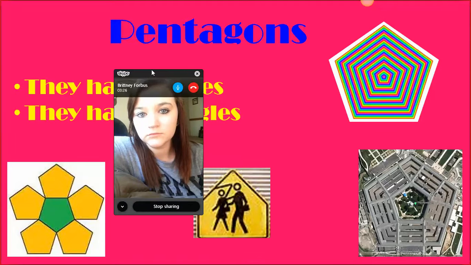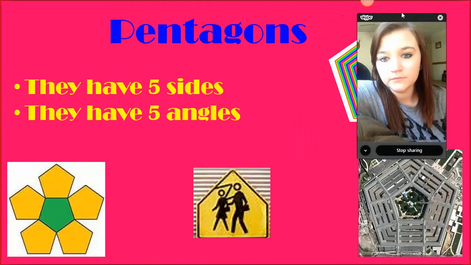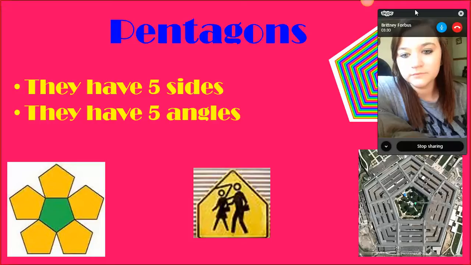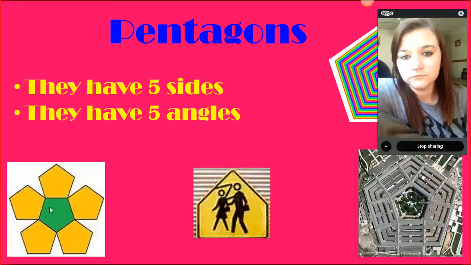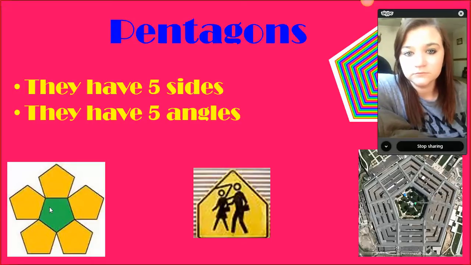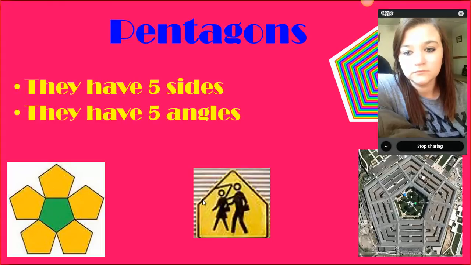Next, we have pentagons. Pentagons have 5 sides and 5 angles. Right here we have a flower that's made with different pentagons. We also have a sign that you may see when your parents are driving. There's another sign. And then we also have the actual Pentagon where people work.